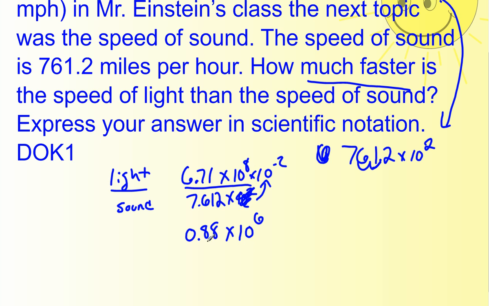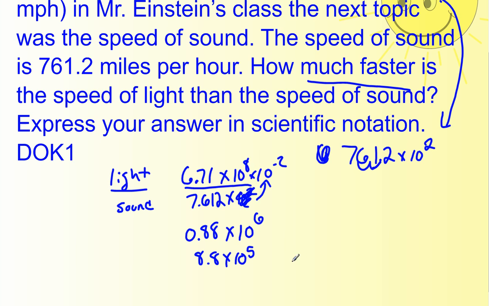And this would almost be good, except that first number is not in scientific notation. So I'm going to take that, and I'm going to make it better. So this is a small number. I need to take this number and change it to scientific notation, which means this number is going to become smaller. So that becomes 8.8 times 10 to the smaller would be 5. This is actually our answer in scientific notation. This is how many times faster the speed of light is than the speed of sound.